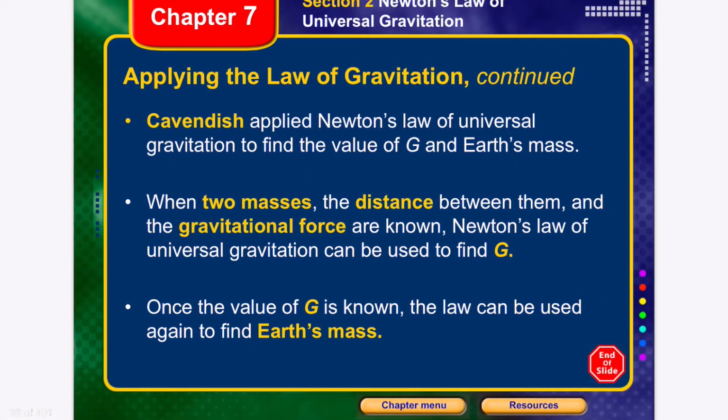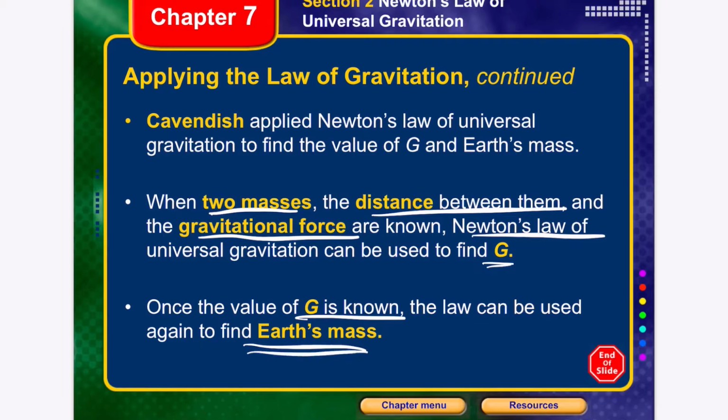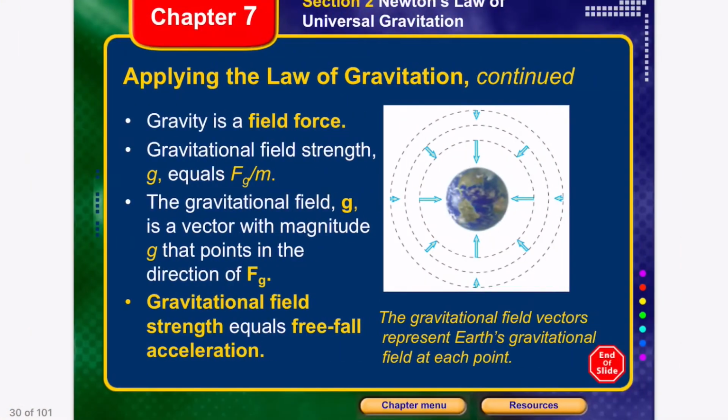Cavendish also applied Newton's law of gravitation to find the value of G and the Earth's mass. When two masses, the distance between them and the gravitational force are known, we can always calculate G using Newton's law of gravitation. Once the value of G is known, the law can also be used to find Earth's mass.